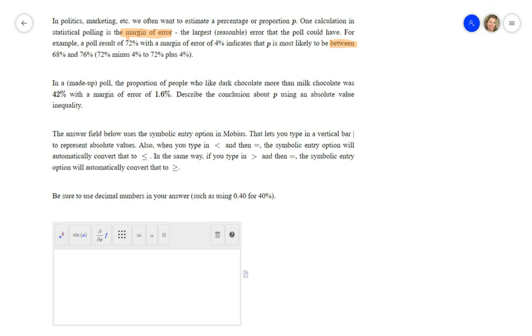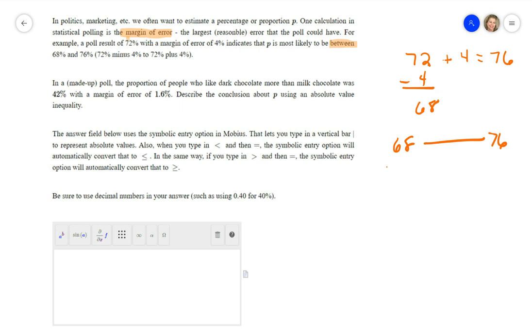to be between 68 and 76, which makes sense because if you're at 72 and you add 4, that's going to give you the 76. If you subtract 4, that's going to give you the 68. But it's anywhere between 68 and 76. If it was exactly 68 and exactly 76, I'd be using an equal sign in my equation.